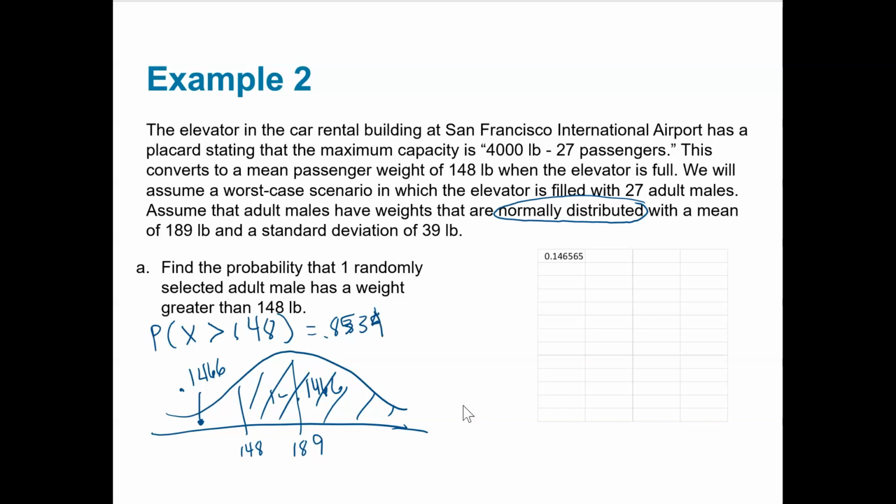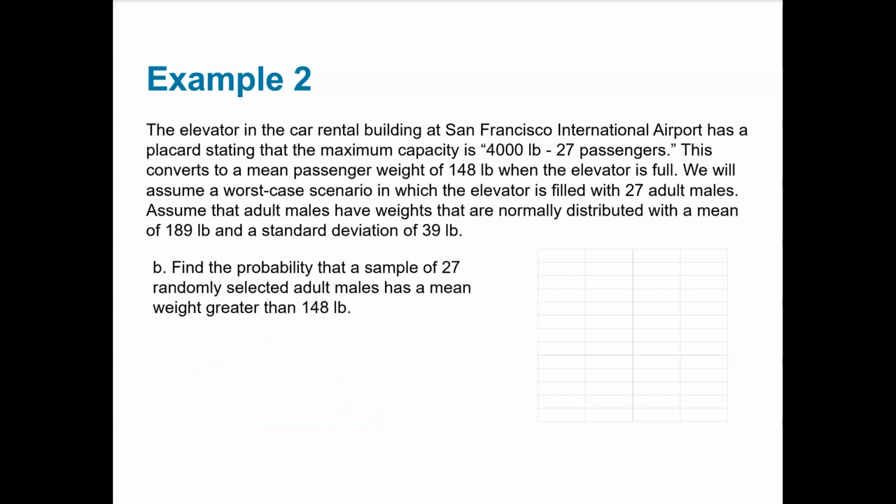So 0.8534. So the probability that one randomly selected adult male has a weight greater than 148 is about 85%. Now find the probability that a sample of 27 randomly selected adult males has a mean weight greater than 148. Why are we talking about 148? Because that's what the elevator used to determine there.